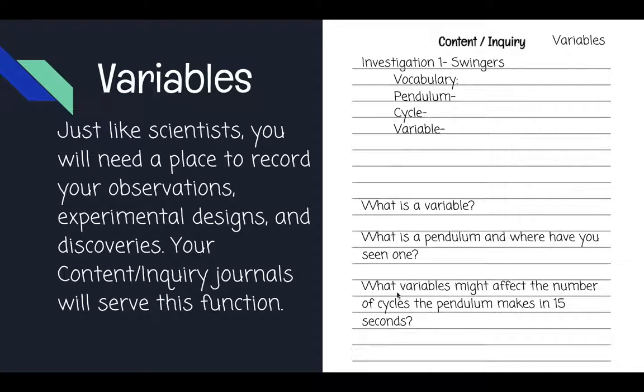These were the 3 questions that were on the last video. These need to be written in your content inquiry journal as well, and hopefully you will be able to answer them after the work that we've done over the last few days. So what is a variable? Anything that you can change in an experiment that might affect the outcome. What is a pendulum, or where have you seen one? Maybe you've seen a grandfather clock, or the swingers that we made in class. What other ideas do you have for where you might have seen a pendulum? And the last one: what variables might affect the number of cycles the pendulum makes in 15 seconds?